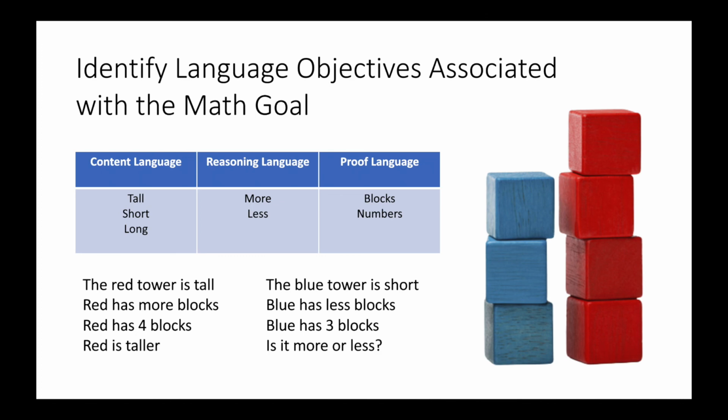So let's take a look at the words that we could use in this activity. We've talked about some of them, but content language can be tall, short, long. The red tower is tall. The blue tower is short. Modeling those kinds of phrases and words. We can use reasoning language like more and less. That's an overlap with our last activity, which is great. Lots of repetition there. And then blocks and numbers as part of our proof language.